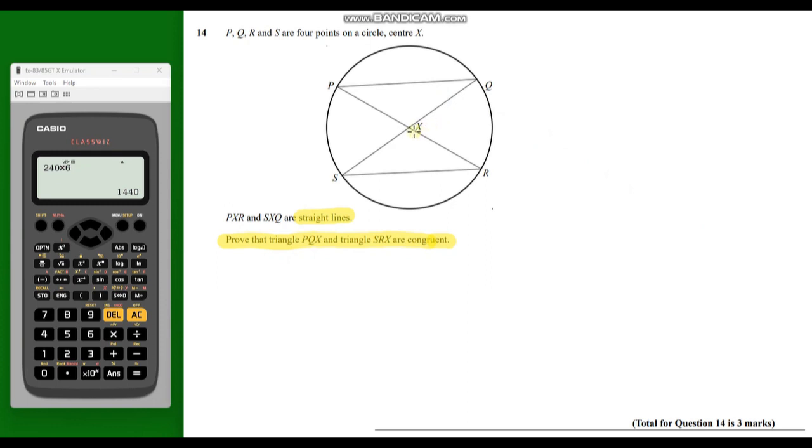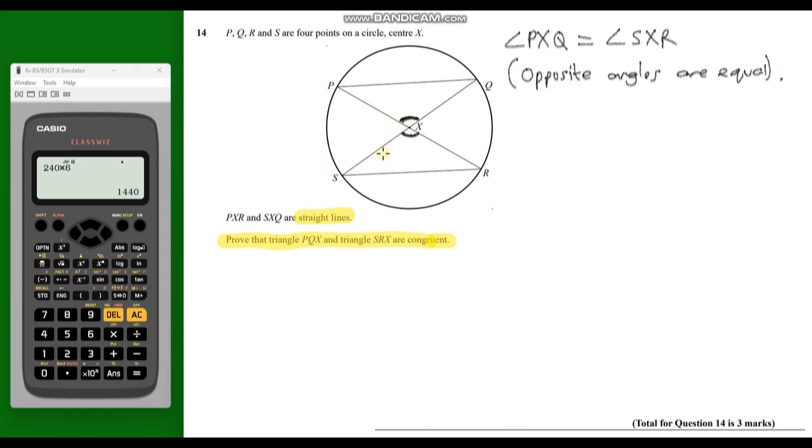So first of all, I can see that this angle here and this angle here are both equal because they're opposite angles. So I can say that angle PXQ is equal to angle SXR. And for each statement I make, I have to give a reason. So I'm just going to put that in brackets. So opposite angles are equal. Okay, what else is the same?